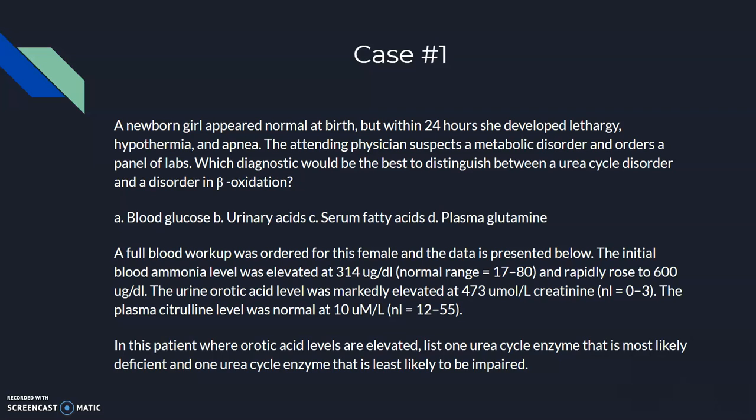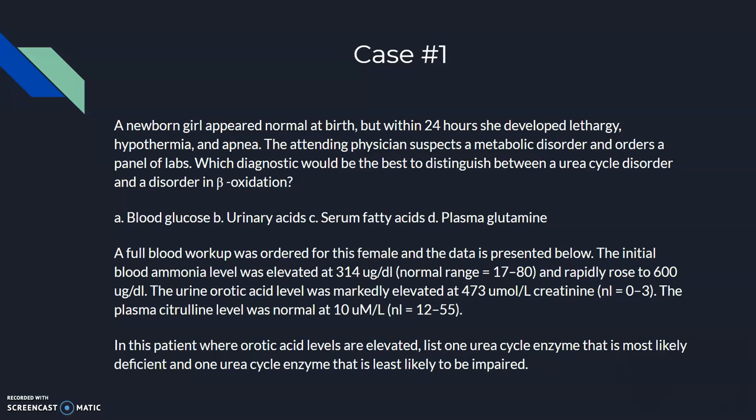The choices are A. Blood glucose, B. Urinary acids, C. Serum fatty acids, and D. Plasma glutamine. A full blood workup was ordered for this female, and the data is presented below. The initial blood ammonia level was elevated at 314 micrograms per deciliter. Normal range is 17 to 80, and it rapidly rose to 600 micrograms per deciliter.